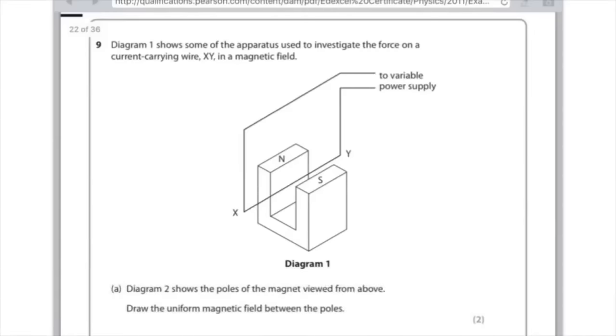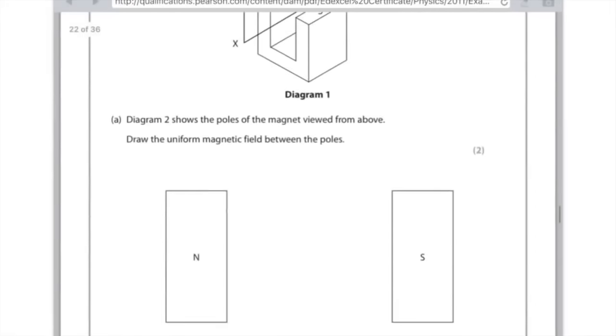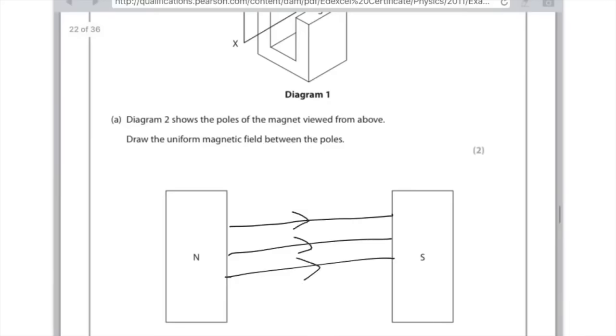Diagram 1 shows some of the apparatus used to investigate the force on a current carrying wire XY in a magnetic field. Diagram 2 shows the poles of the magnet viewed above. Draw the uniform magnetic field between the poles. Okay, this isn't as hard as it might sound. You just need to draw straight lines, so use a ruler. I'm not using a ruler because I'm using the iPad. And you need to do a minimum of 3, and then obviously the magnetic field goes from north to south, so add arrows showing that, and that is more than enough.